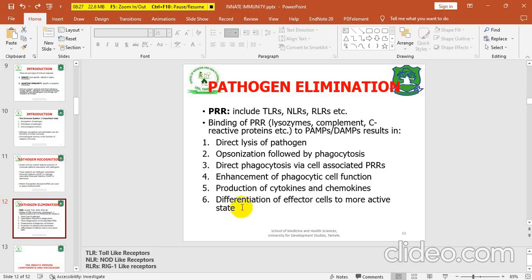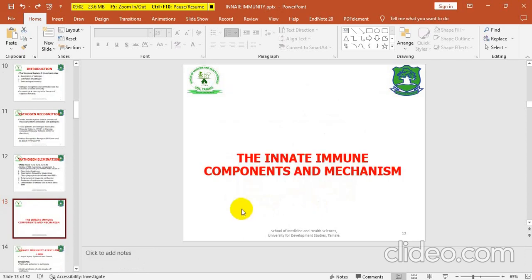So that is coating. So we have direct phagocytosis, or cell eating, through cell associated pattern recognition receptors. That's what I explained. Enhancement of phagocytic cell function. That's what I explained: macrophage eating a cell, or drinking a chemical. Production of cytokines and chemokines, we'll get there. Then differentiation of effector cells to more active states. So the innate immune system has these components.